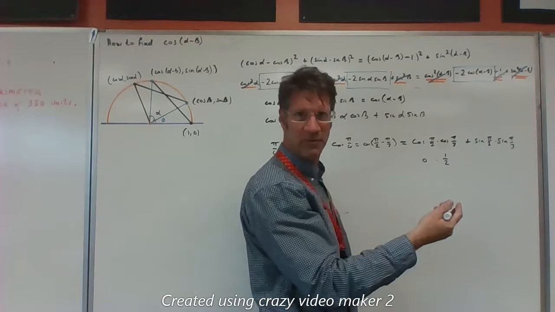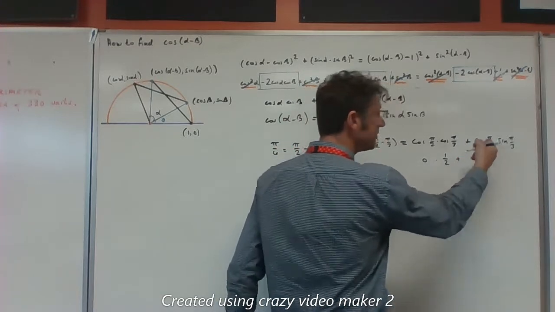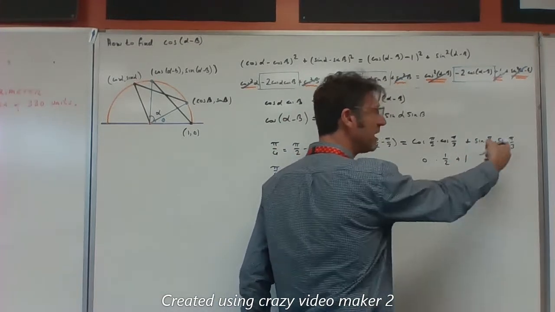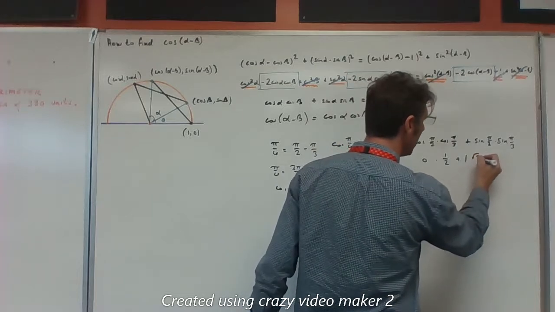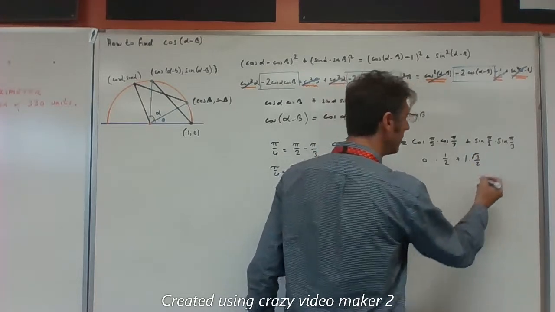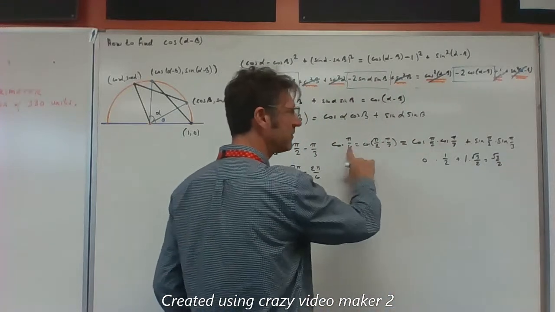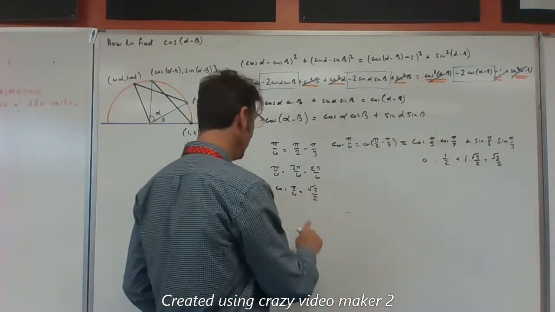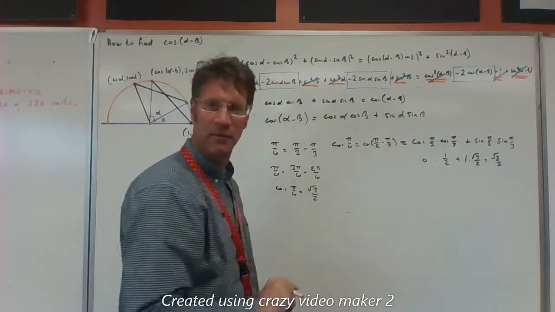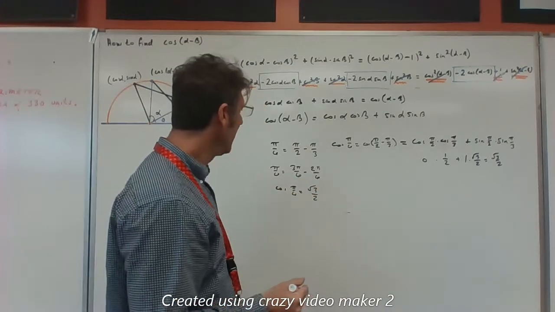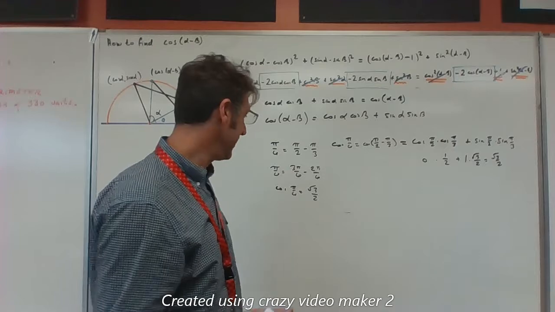Doesn't really matter because we're multiplying it by 0. Plus the sine of pi over 2 is 1. And the sine of pi over 3 is radical 3 over 2, which equals radical 3 over 2. Cosine of pi over 6 is radical 3 over 2. Yippee! But now let's do something new with it.